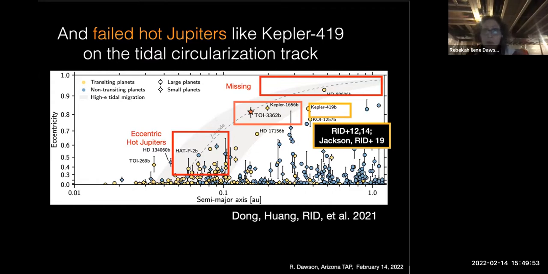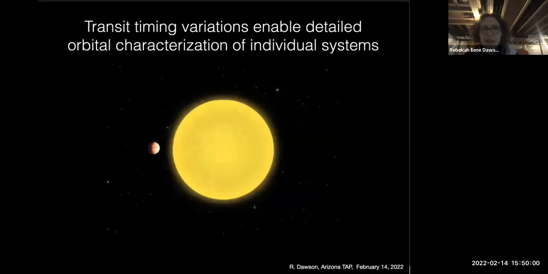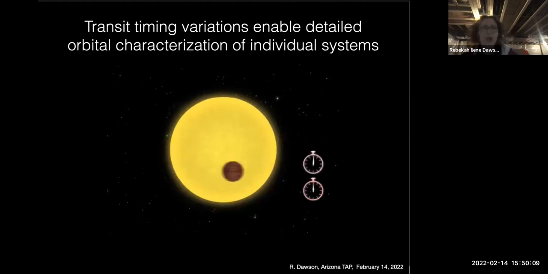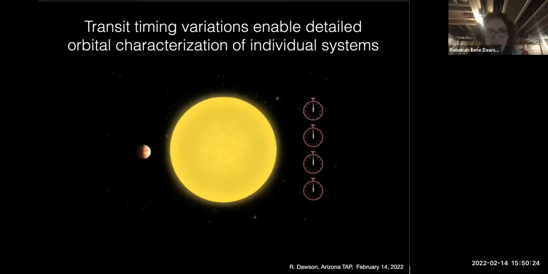In the case of Kepler 419b, we were able to rule that out using a powerful technique of transit timing variations. So this might be quite familiar to the audience, but just in case it isn't, when you have a planet in a system all by itself, it's going to transit very periodically. But if there's another planet in the system gravitationally disturbing it, that can cause variations in the transit time.